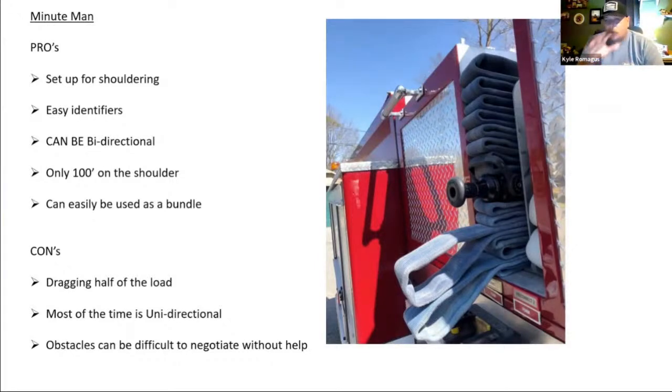So this is a traditional Minuteman. Now you can do a modified Minuteman where you have them side by side. You've got the top section strapped with the nozzle coming up to where you can pull it off both sides of the truck. Just depends on what you're working with. But this is a traditional Minuteman.